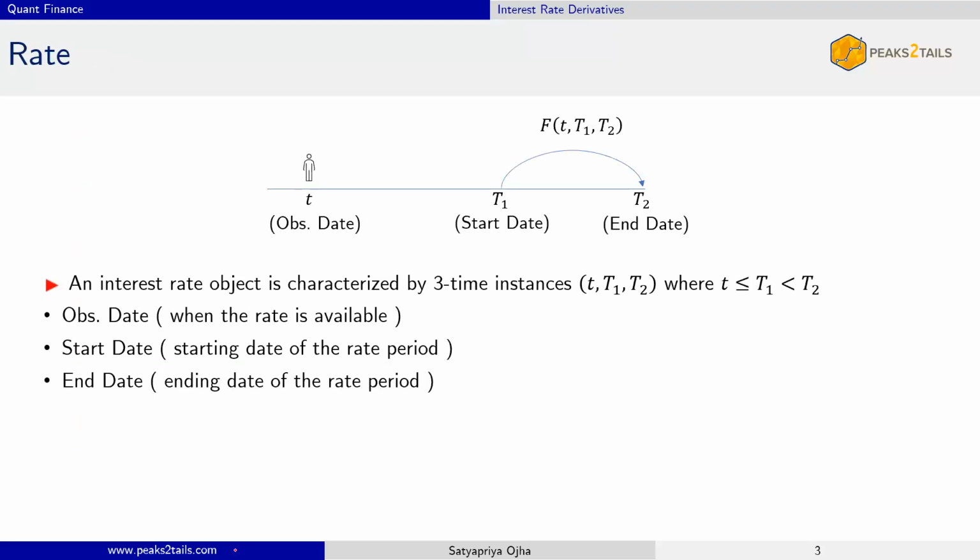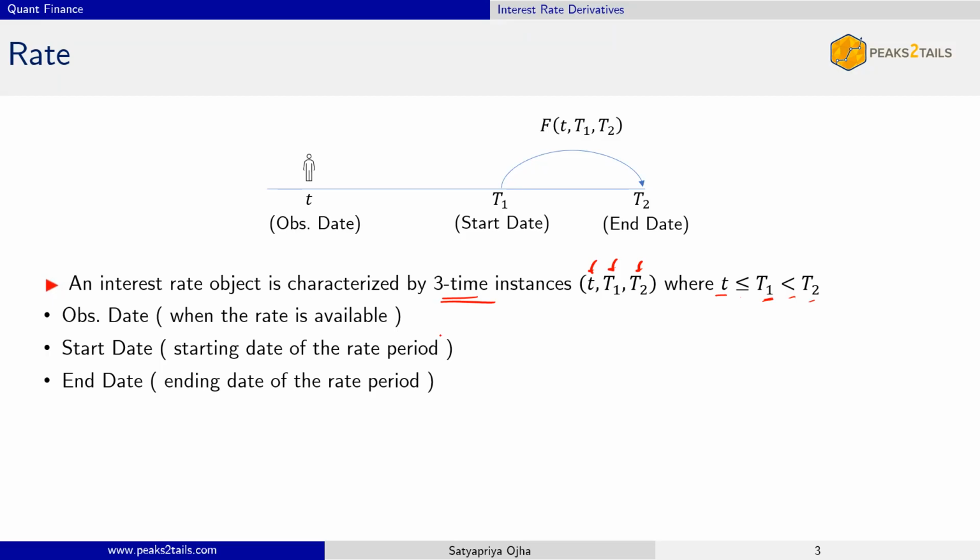First and foremost, what is a rate or interest rate for that matter? When we look at an interest rate, there are three time instances involved. I'm calling them small t, capital T1, and capital T2. You can see in the picture, and obviously they have a relationship: small t must be less than or equal to capital T1, which must be less than T2. That is the relationship they have to follow.